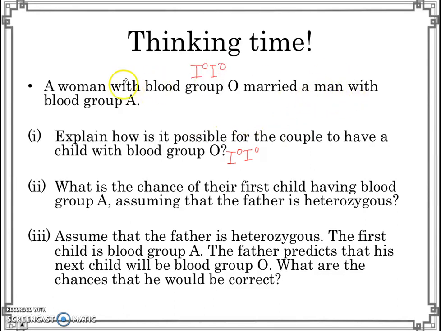Now, this man is blood group A, and with blood group A, you can either be IAIA or IAIO. So which one is it? Well, in this case, because the man has an offspring who is IOIO, it means that he must have the IO allele, so that he can pass it on to his child. So in this case, his genotype is IAIO. And that's how we answer the first part of the question.